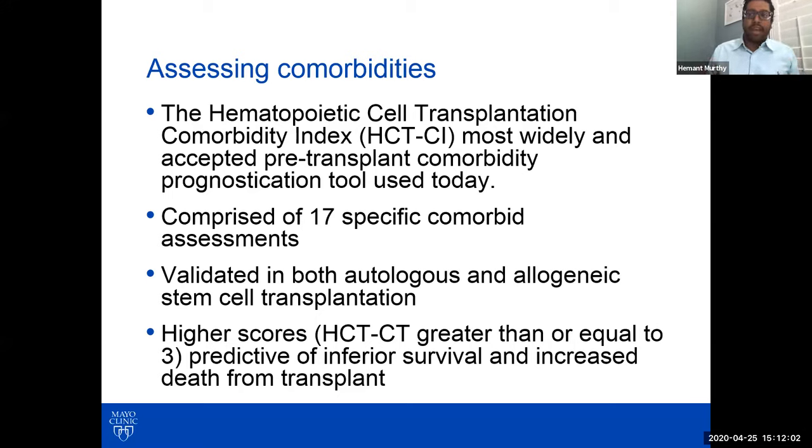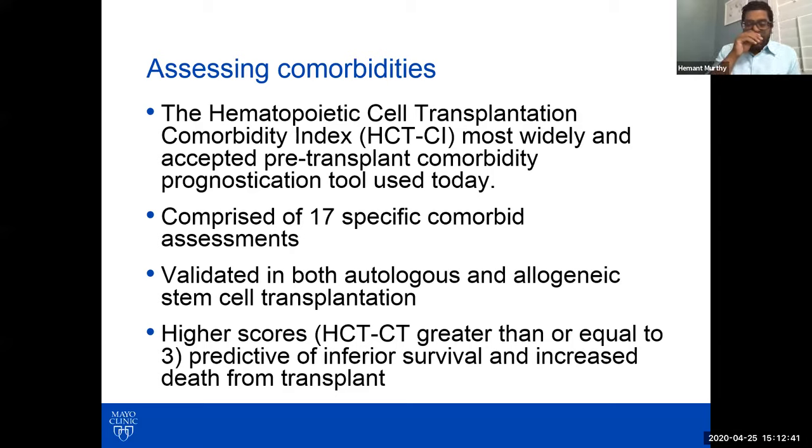As we mentioned, we take all of these things, all your medical history, and we compile this into a score. Some of you may have heard this score. It's called the HCT-CI. We take about 17 specific variables, and they have a score. And really, that score gives us a risk of what we call non-relapse mortality. What that means is, what is your risk of dying from something other than your disease, directly related to the transplant? That means infection, graft-versus-host disease, organ toxicity.